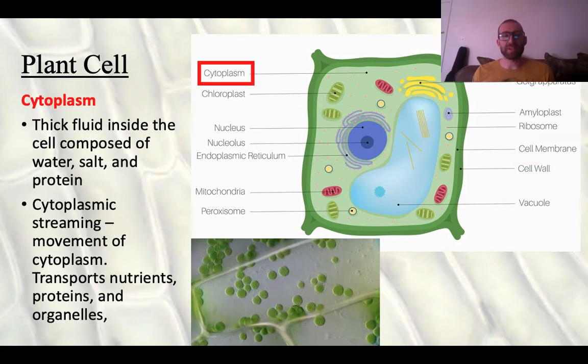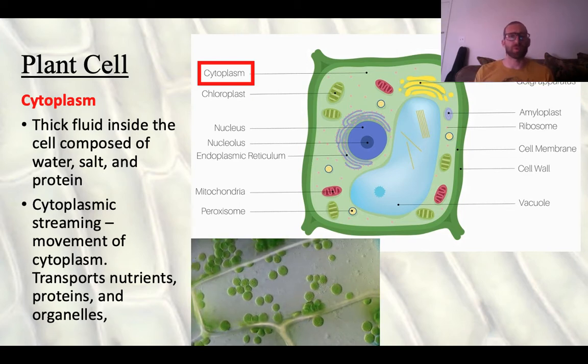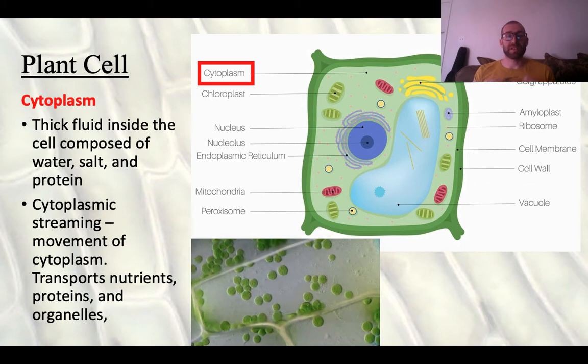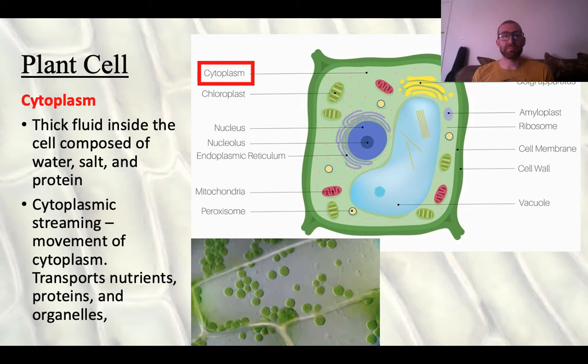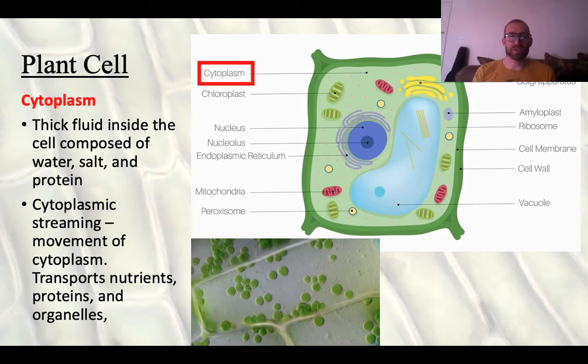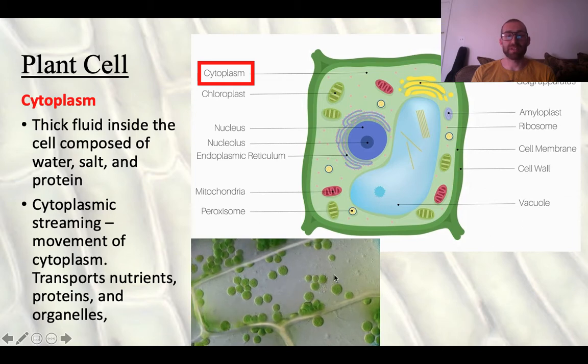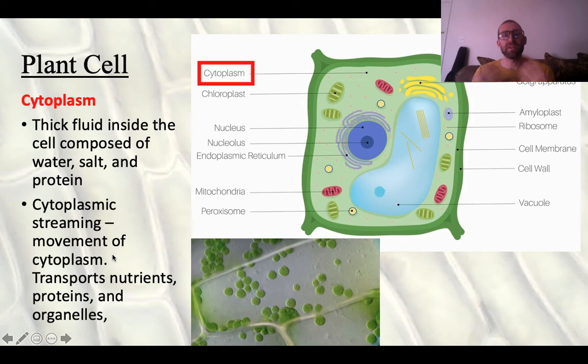Then we have the cytoplasm. So the cytoplasm is this thick fluid that is found inside the cell. It's composed of water and salt and some proteins. And it is essentially the fluid in which all the other organelles sit. Now, the cytoplasm has this movement called cytoplasmic streaming, and they don't entirely know how it works, but essentially that cytoplasm kind of moves throughout the cell, and in this way it's able to transport different nutrients and proteins and organelles around. You can see it down here, the streaming, and you can see these chloroplasts moving in the cell. That is due to this cytoplasmic streaming. But again, cytoplasm is the fluid in which all of our organelles sit.